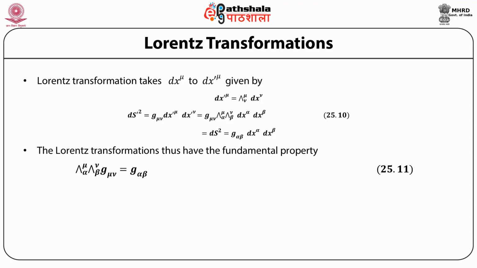The first property is determinant of g is equal to -1. Second property being g inverse is equal to g transpose, which is equal to g. Third is g^{αβ} is equal to g_{αβ}. Fourth, g_{μα} g^{αν} is equal to δ^ν_μ.